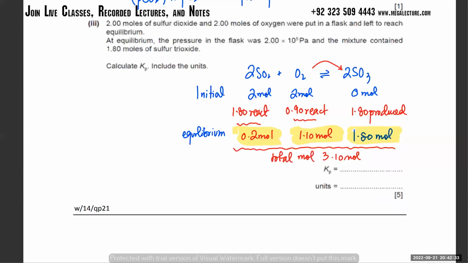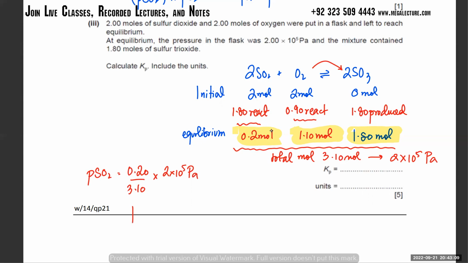And these 3.1 moles, how much pressure are they exerting in total? The pressure in the flask was 2 times 10 power 5. So I need to find the individual pressures. What's the pressure exerted by SO2 only? We use the mole fraction. Out of the 3.1 moles, SO2 only has 0.2 moles. So it's 0.2 divided by 3.10 times the total pressure, 2 times 10 power 5. Is that clear?